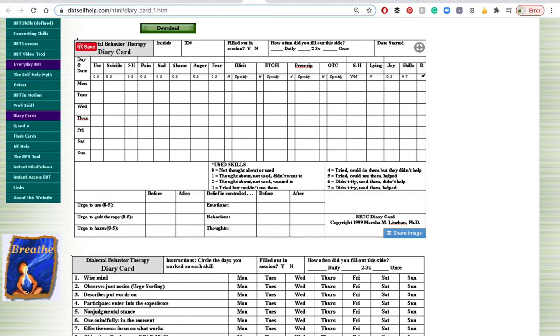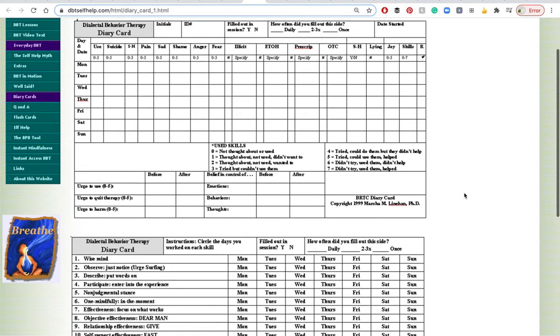And there's more. 4, tried, could use them but didn't help. Tried, could use them, helped. Didn't try, used them, didn't help. Didn't try, used them, help. Once again, this might not be the diary card for you. I will go through more than one, but this is the original diary card that you will often see.